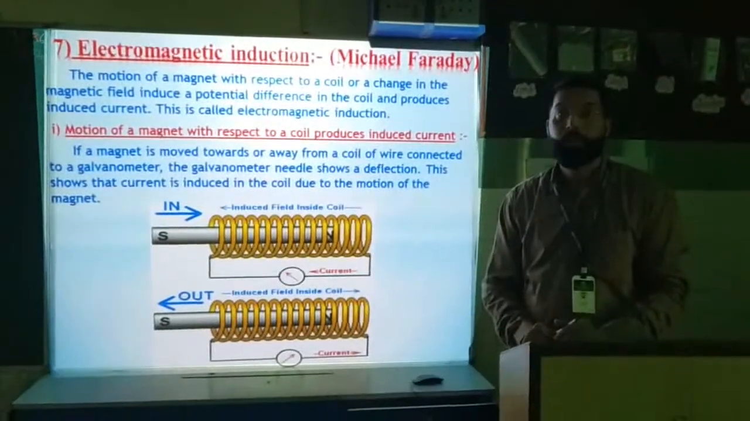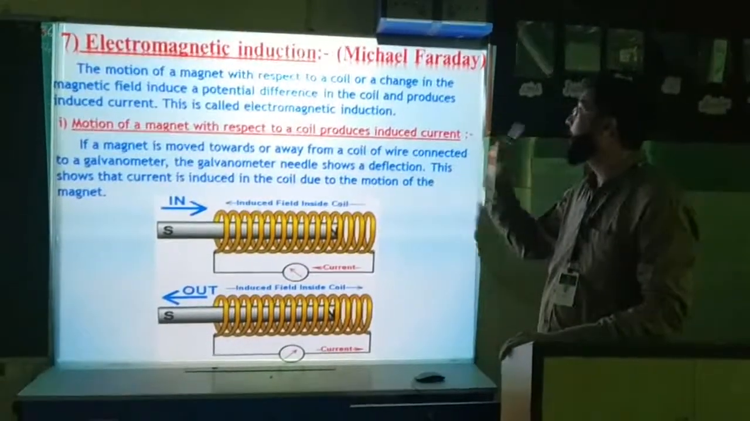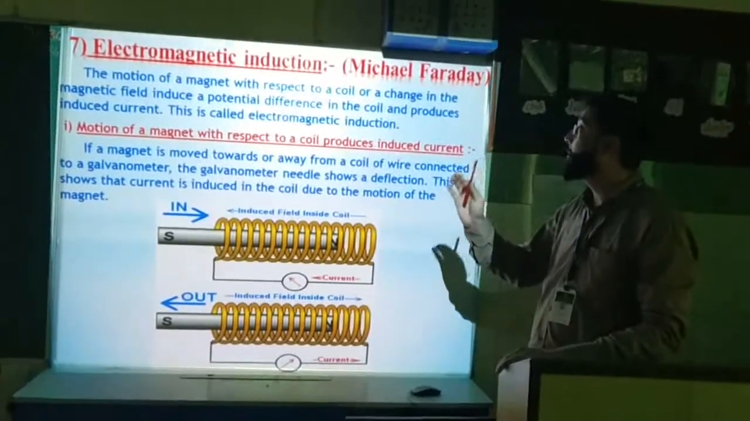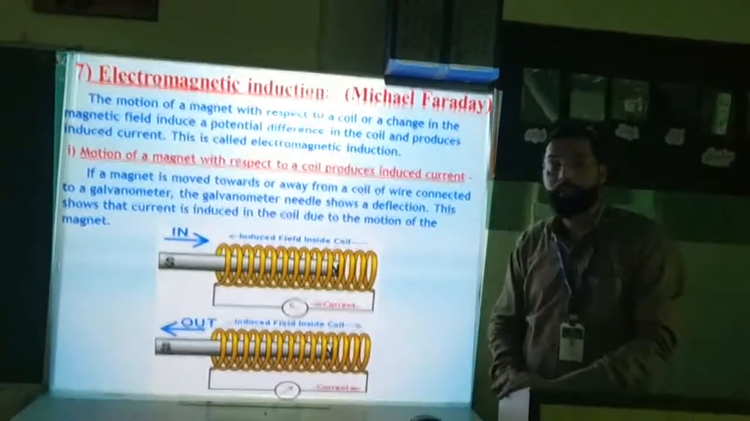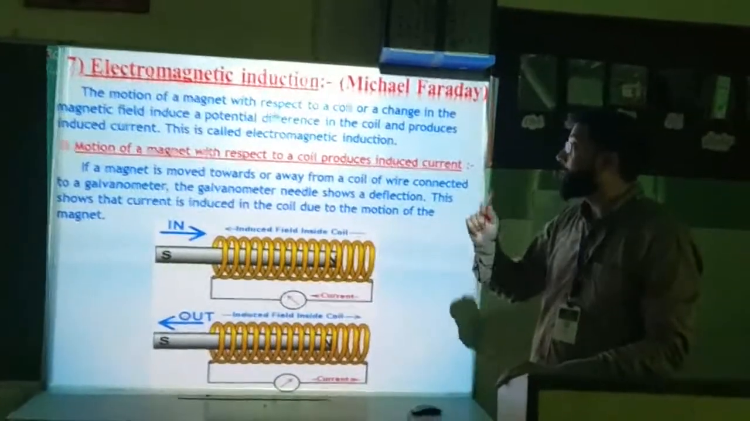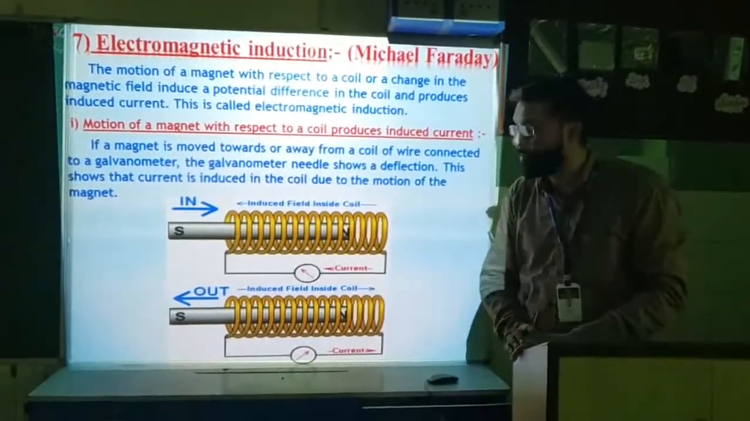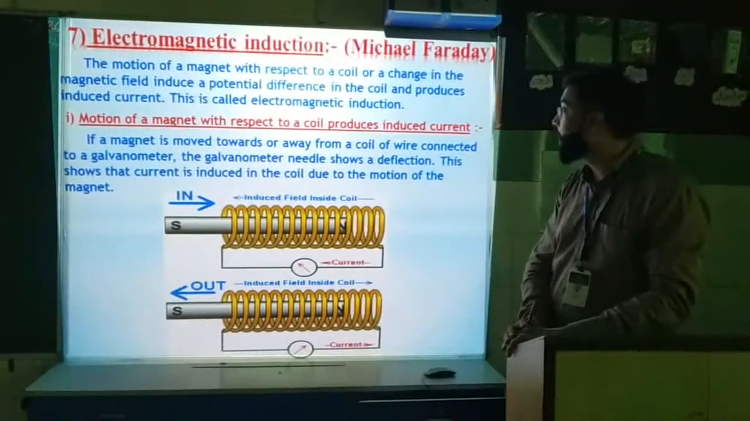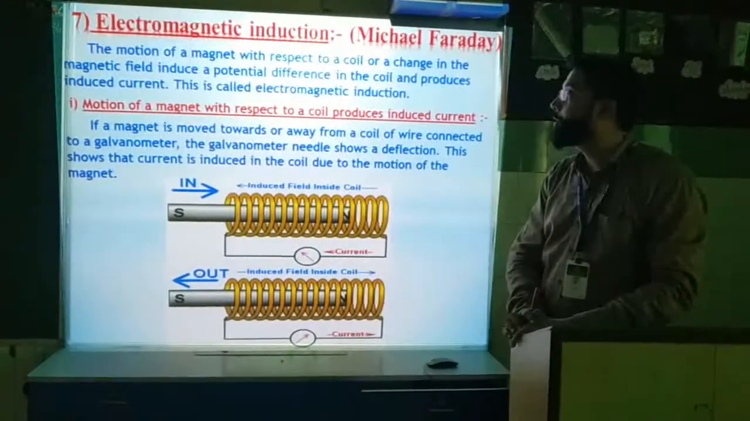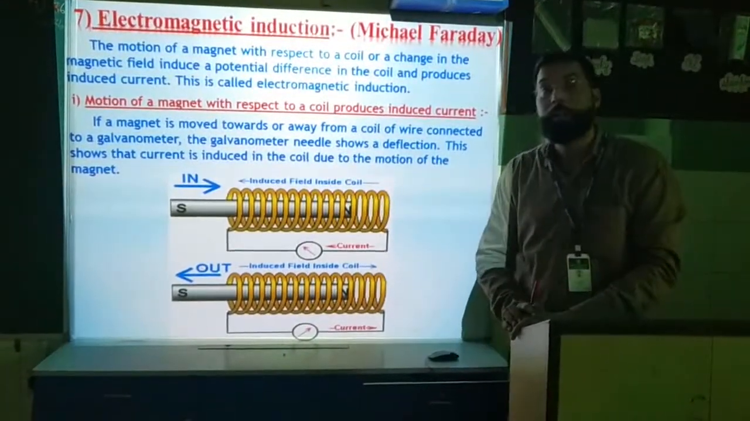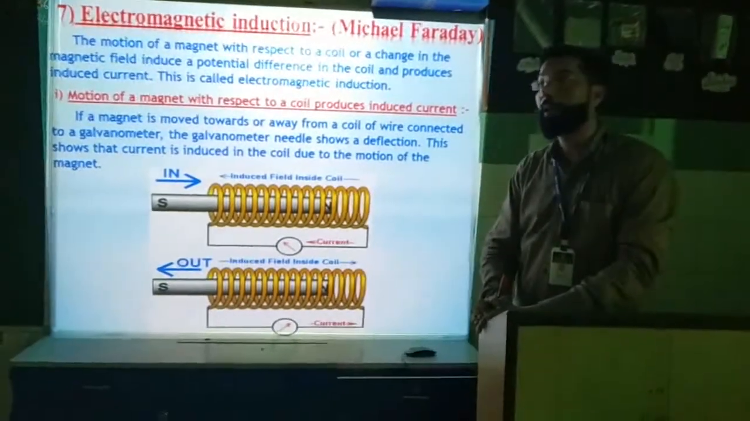Next is electromagnetic induction. This phenomenon was given by Michael Faraday. The motion of a magnet with respect to a coil or change in the magnetic field induces a potential difference in the coil and produces induced current. This is known as electromagnetic induction.